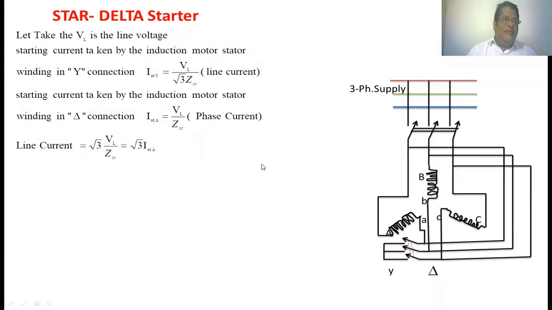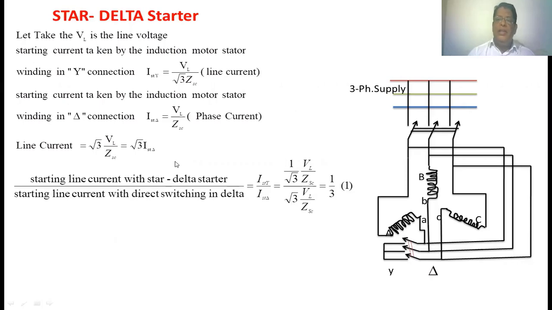Let's take VL, the line voltage. The starting current taken by the induction motor when the stator winding is connected in star is represented as I_ST_Y equal to VL by root 3 into ZS. So when the stator winding is connected in star, the phase current equals the line current. Suppose the stator winding is connected in delta, the starting current taken by the induction motor, I_ST_delta, equals VL by ZS. This is the phase current. If we find the line current, then the line current equals root 3 times this value, that becomes root 3 I_ST_delta.